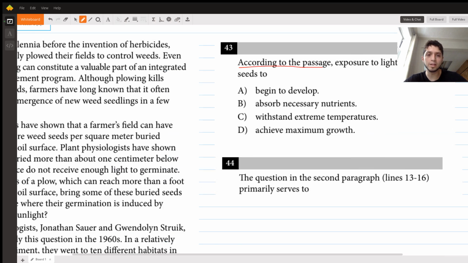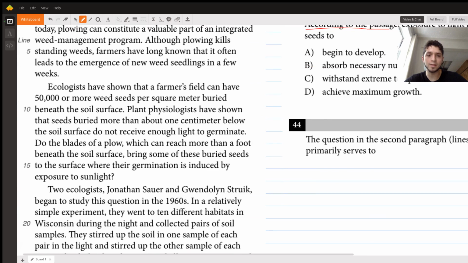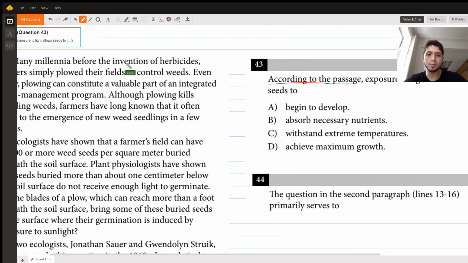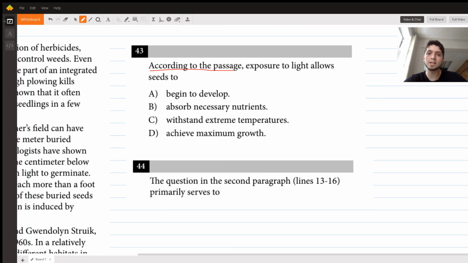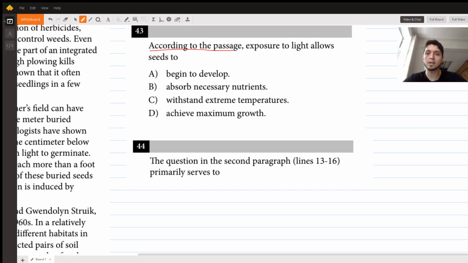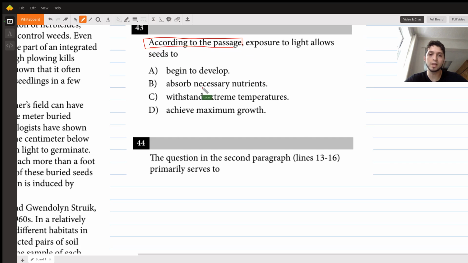So what we're going to do is scan through. I have the beginning of the passage here. We're going to scan through it, and we're basically going to look for what does the passage say about exposure to light and what it allows seeds to do. Now, I'll probably put this at the easier end of the questions, and this is probably something we might be able to do from memory, simply because if we understand the passage, we should have an idea of what exposure to light allows seeds to do. But let's find the specific text just so we can practice that for these types of questions that are going to ask for specific text.